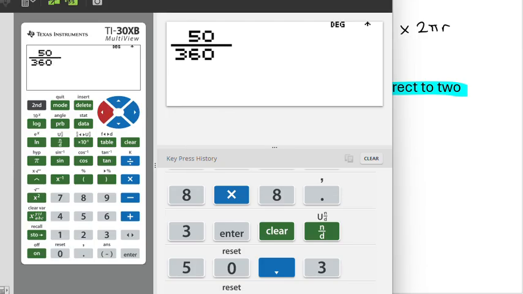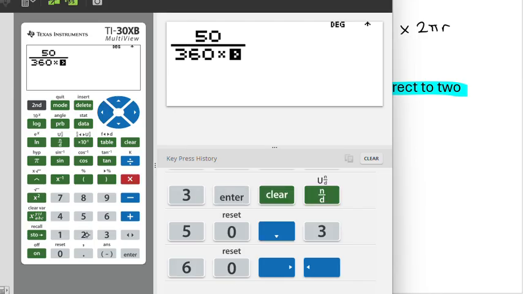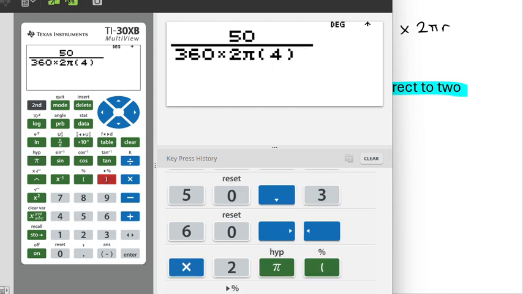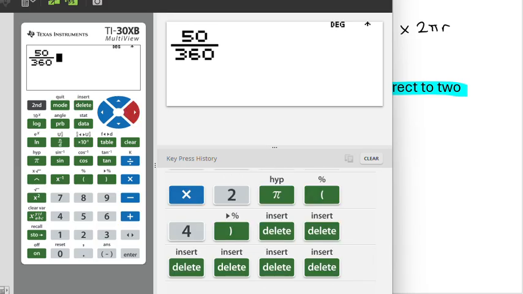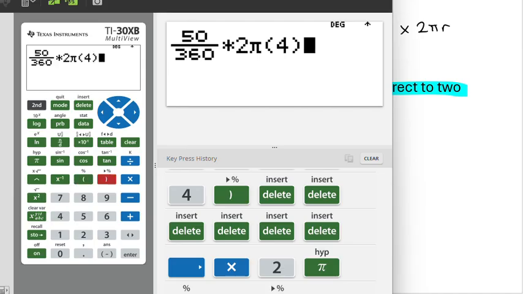A lot of people make the mistake of just leaving it like this and typing 2 pi and then they'll do this stuff in. This is absolutely wrong. Do not do it, okay? What you want is to get out of the fraction and type in times 2 pi bracket 4 here, okay? If you just type this in, it'll just give you an answer.